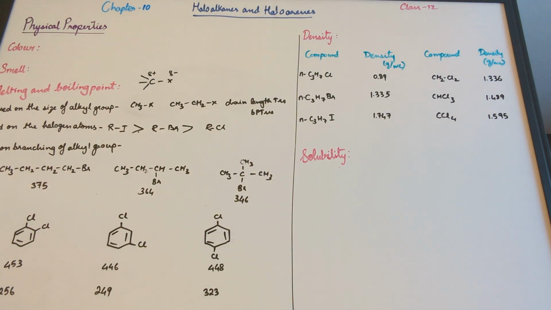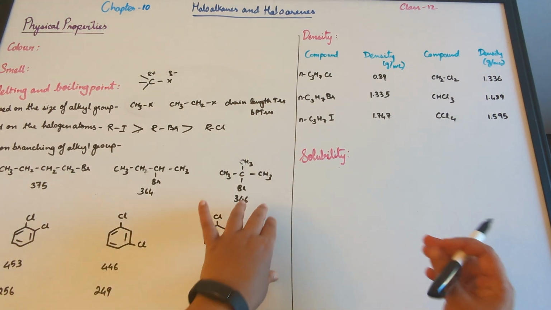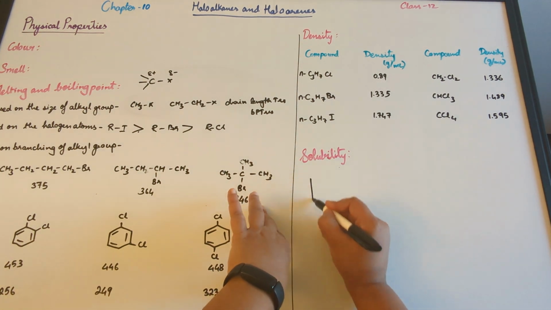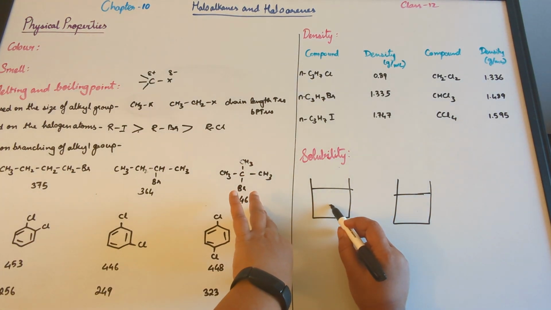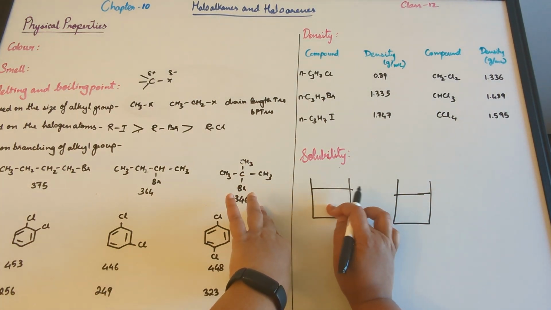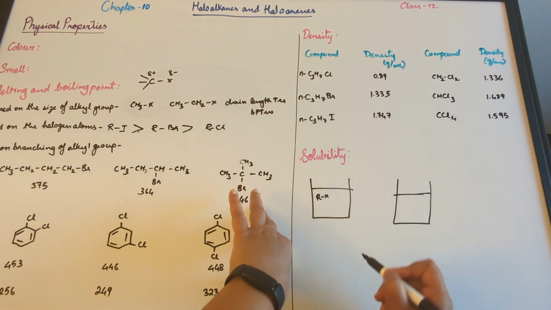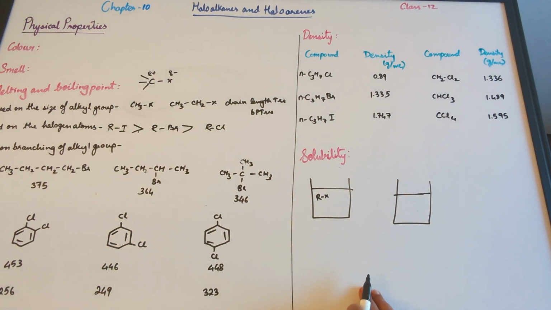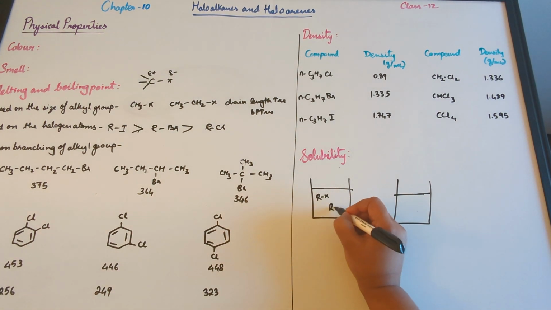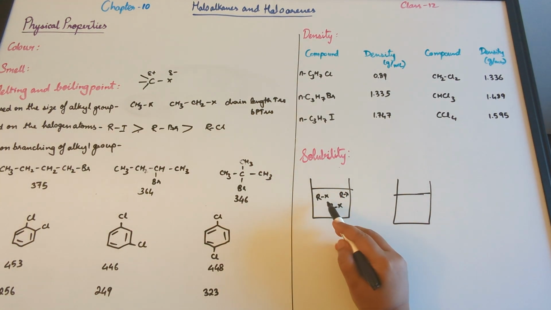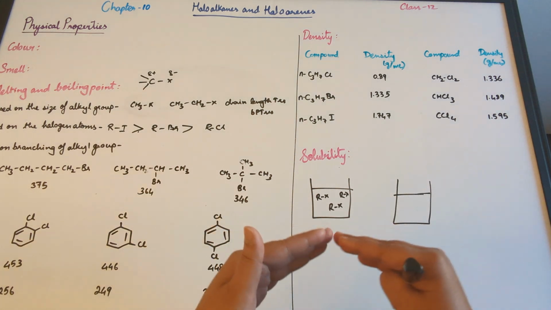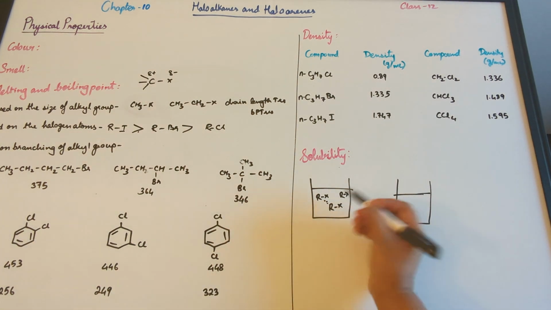The next and the last one that we're going to be talking about is the solubility. Now, let's assume you have a haloalkane in this, and I'm going to call it Rx. So there are many molecules of Rx in this liquid. Now this Rx and another Rx will have a particular type of interaction between these two molecules.